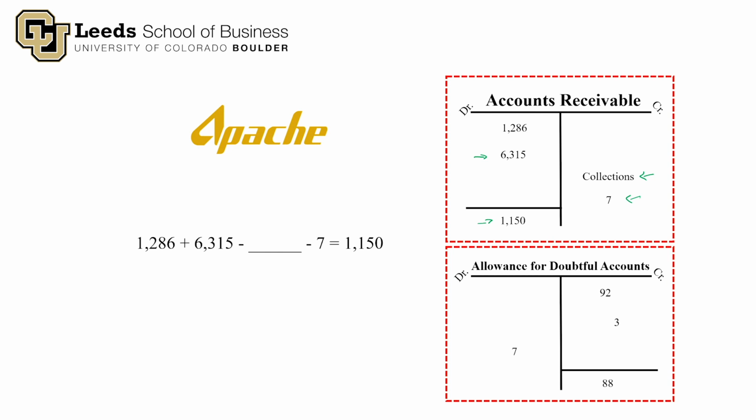And so we just need to solve for this blank here. And the blank is 6444. And so now we can just easily plug in collections were $6,444,000,000. And now we've done it. We've completed the accounts receivable T accounts, gross accounts receivable, and the allowance for doubtful accounts.